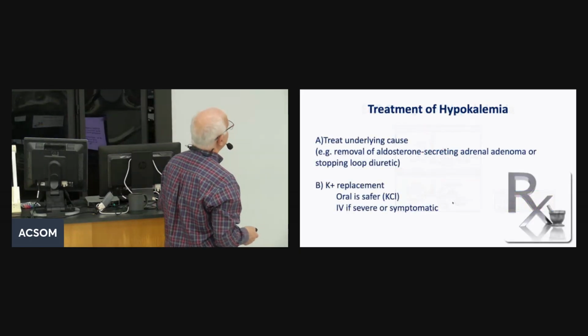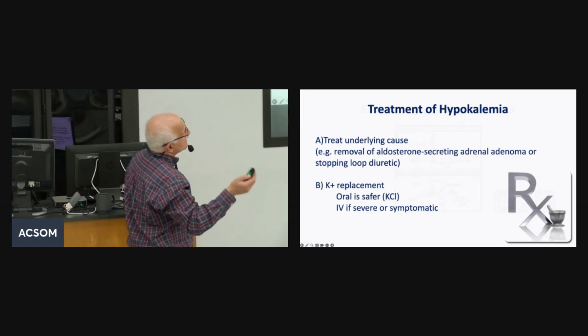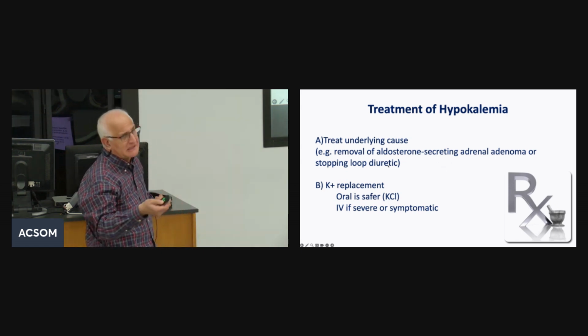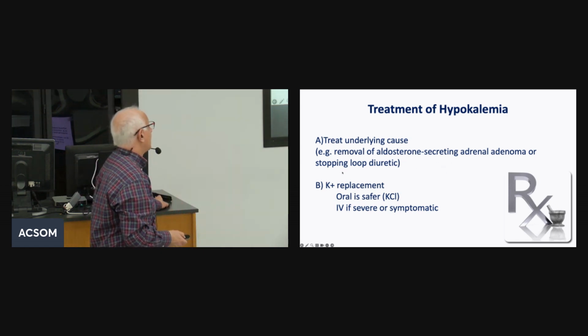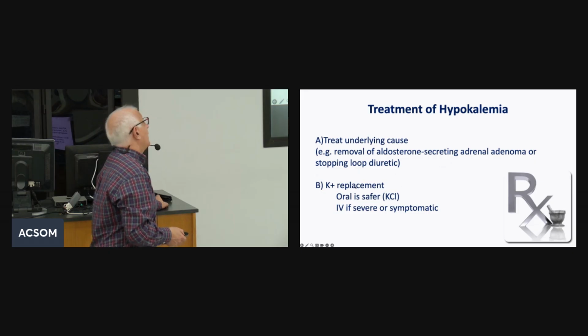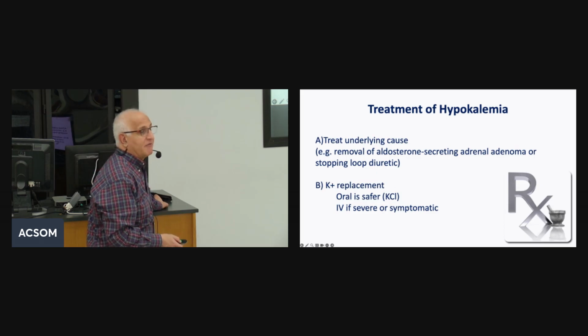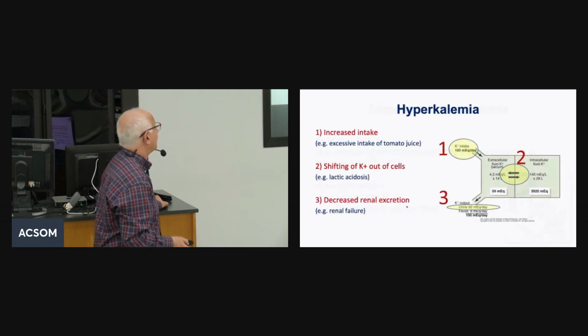What's the treatment of hypokalemia? It's easy. First of all, just like anything else, treat the underlying cause. If it is an adenoma of the adrenal gland, you need to remove it. Or if it is loop diuretic, you need to stop it. It's really not rocket science. But what about the treatment? Oral is always safer. Potassium chloride we give, and if it is severe or symptomatic, we give intravenous, right? Nothing really big. There's really nothing here to worry about.